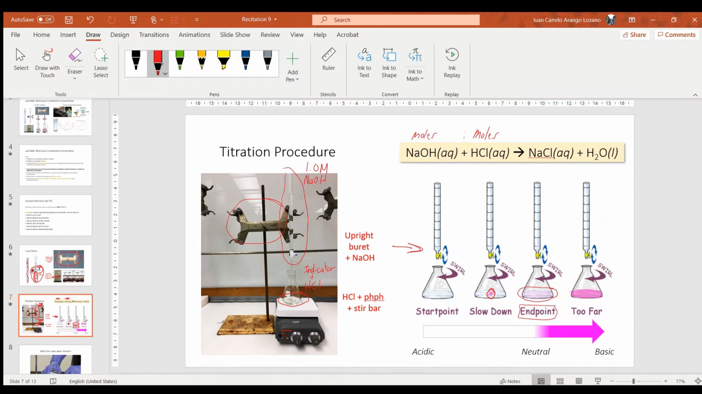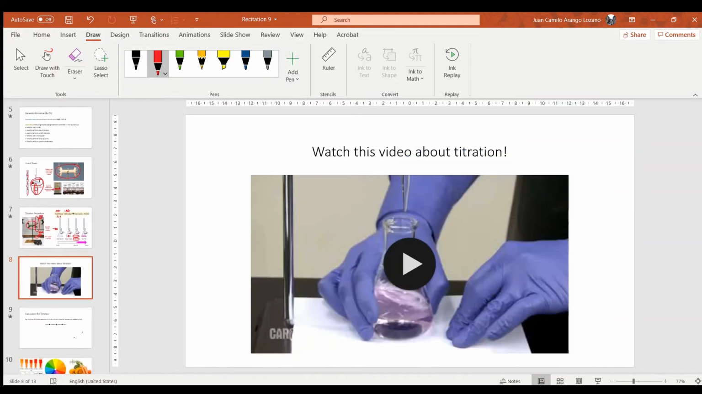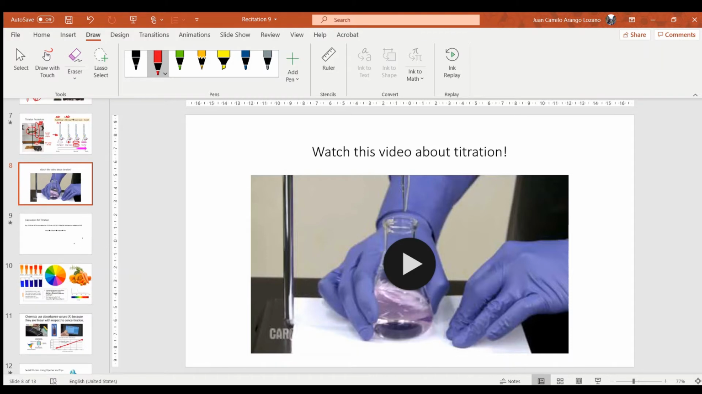If you notice, in this case we have a 1-to-1 proportion between sodium hydroxide and hydrochloric acid, which means that you will need to add a specific amount of sodium hydroxide, and that's going to let you know the amount of moles that you have of hydrochloric acid. Moving forward, you will need to watch this video about the titration. This is going to be really relevant for you guys to understand what's going on, so I encourage you to go and watch this video.